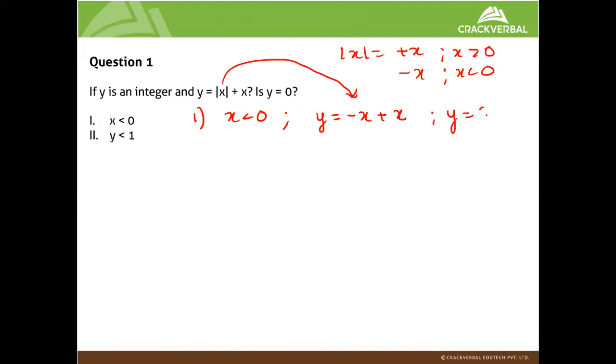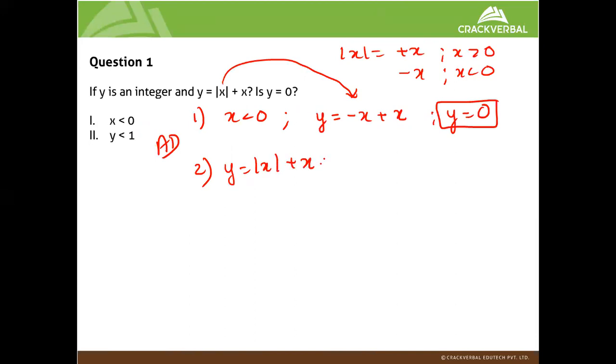So the first statement gives me a definite answer that y is equal to 0. So the first statement is sufficient. The two possible answer choices are A and D. Right? Second, now I have y is equal to mod of x plus x.